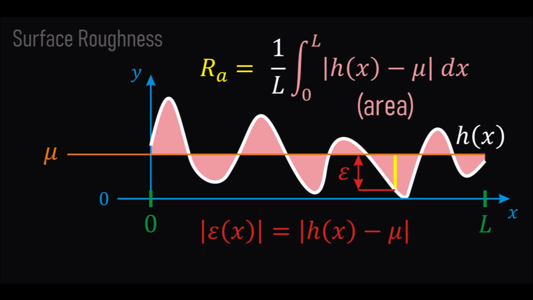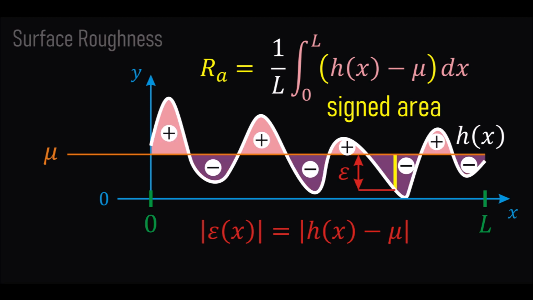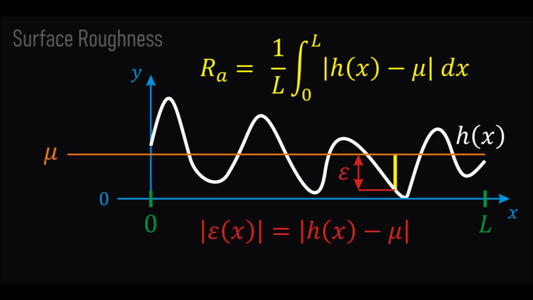Please note that all those areas count as positive, so that the integral really represents the pink area there, thanks to the absolute value inside the integral itself. If we didn't take the absolute value of the deviations but the actual deviations, which can be positive or negative, the result of the integral would be the sum of the signed areas, where the purple ones are subtracted from the pink ones. But this is not the case for the definition of the average roughness Ra.